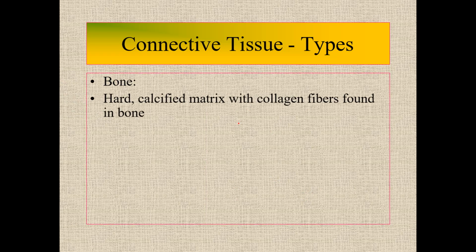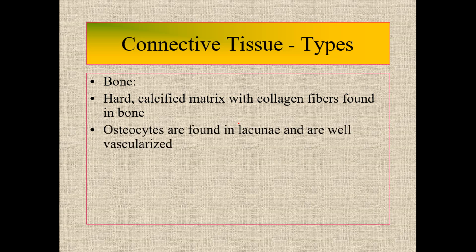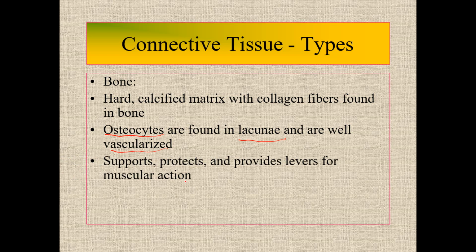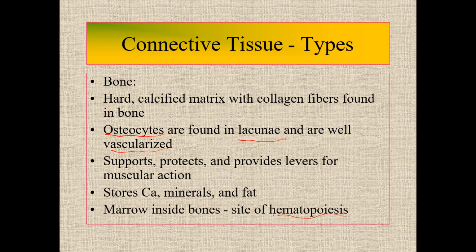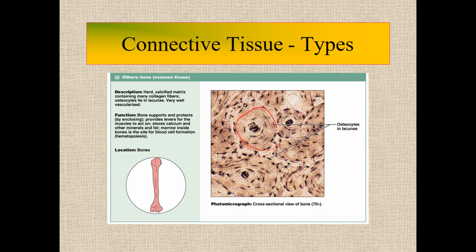We have bone. The only bone that I'm really going to focus on here is compact bone. There are collagen fibers found in bone. There are still lacunae, the spaces. The cells there are going to be osteocytes, and it has a very rich blood supply. Muscles would not work, at least the way that we have them, if we didn't have the bones to act as levers. Bone is going to store calcium, minerals, fat, and the marrow inside the bones is where blood cell formation, hematopoiesis or hemopoiesis, takes place. This too is a pretty distinctive one to take a look at. They look like tree trunks, and within this unit, we're going to be talking about all of the different parts here and what they are and what they do.